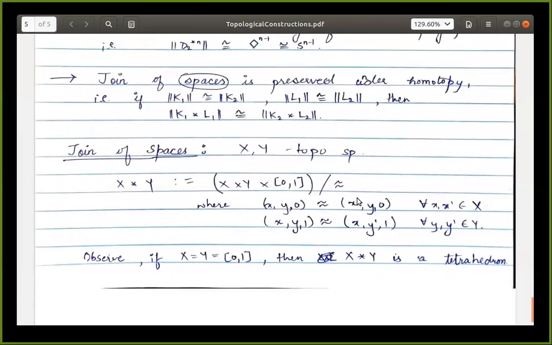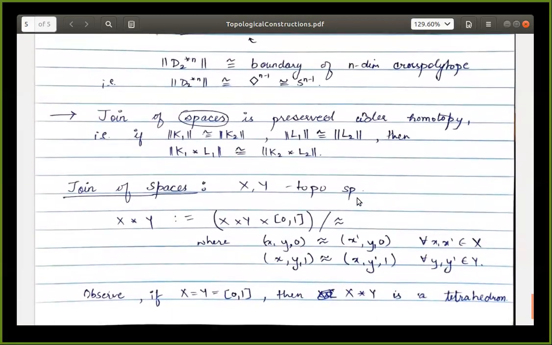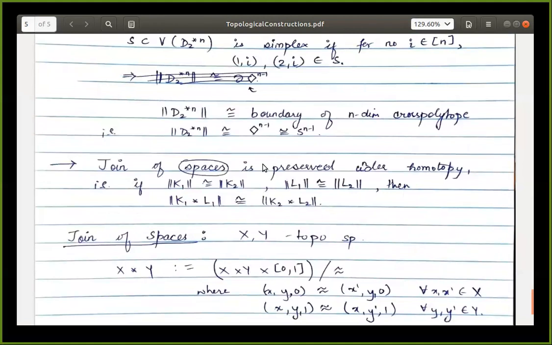So this is it for today's talk. And in the next lecture, we'll see some more constructions like cones, suspensions, and a few more. And what I have promised you here about this result we will see in the next class.